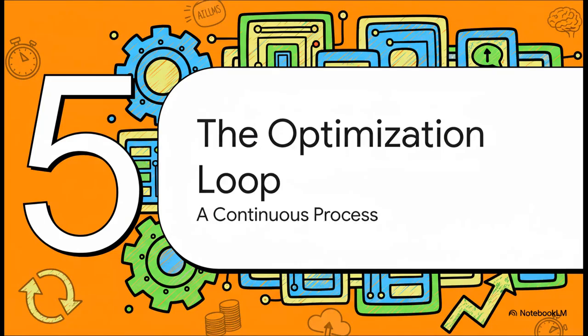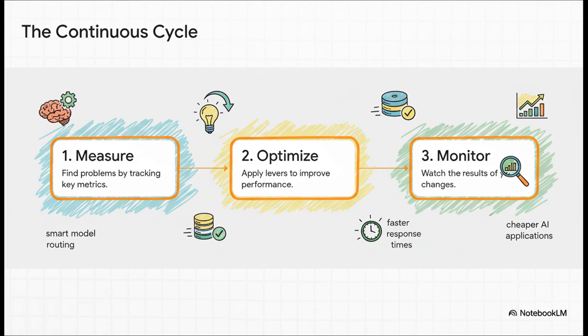Okay, it's really crucial to remember that optimization is not a one-and-done kind of fix. It's a continuous process. It's a strategic cycle that's going to keep your application efficient and cost-effective for the long haul. And it all comes down to this simple but really powerful loop. First, you measure your key metrics to find out where the problems are. Second, you optimize by pulling one of those 7 levers we talked about. And third, you monitor the results to see what kind of impact you had. And then, the cycle just begins again.